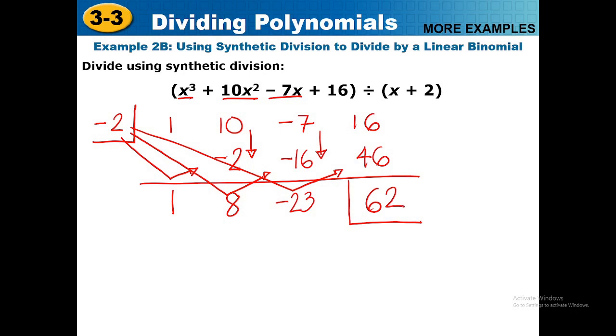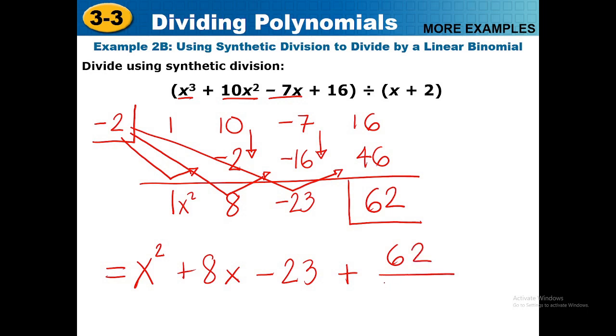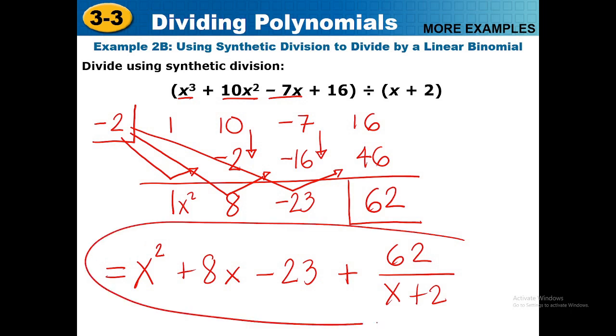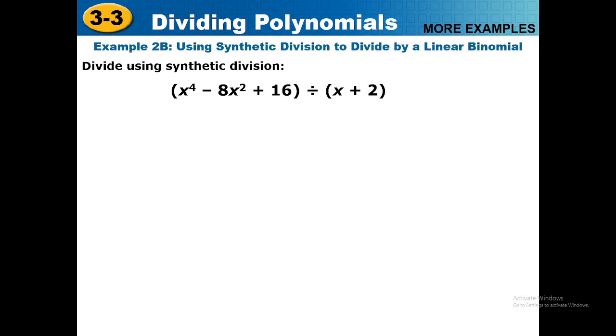So how do we write our final answer now? You tell me what to write here. X squared, because it starts from x cubed, so x squared. Plus 8x, correct. Minus 23. How do you write your remainder? Plus 62 over x plus 2. That's totally correct. This will be our quotient. Okay? Let's have another example.